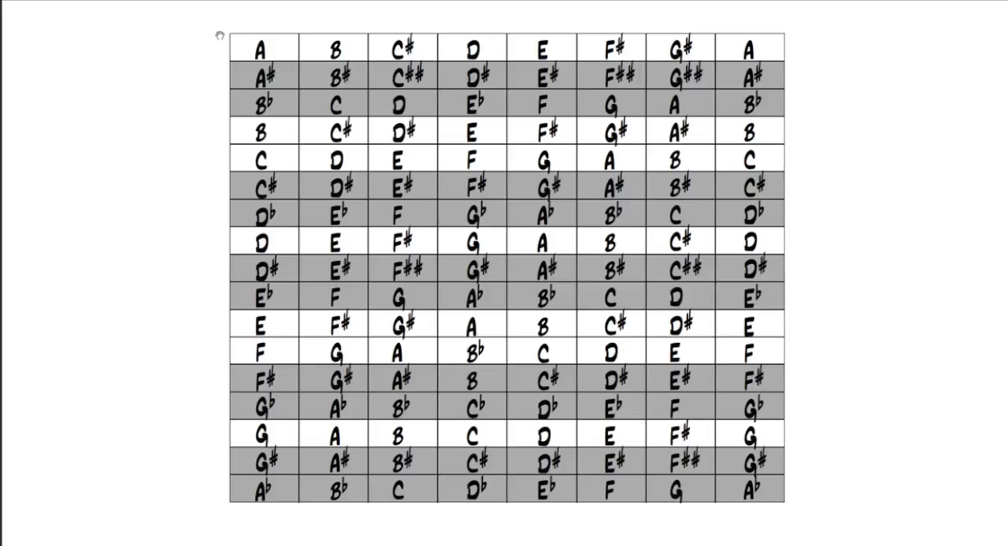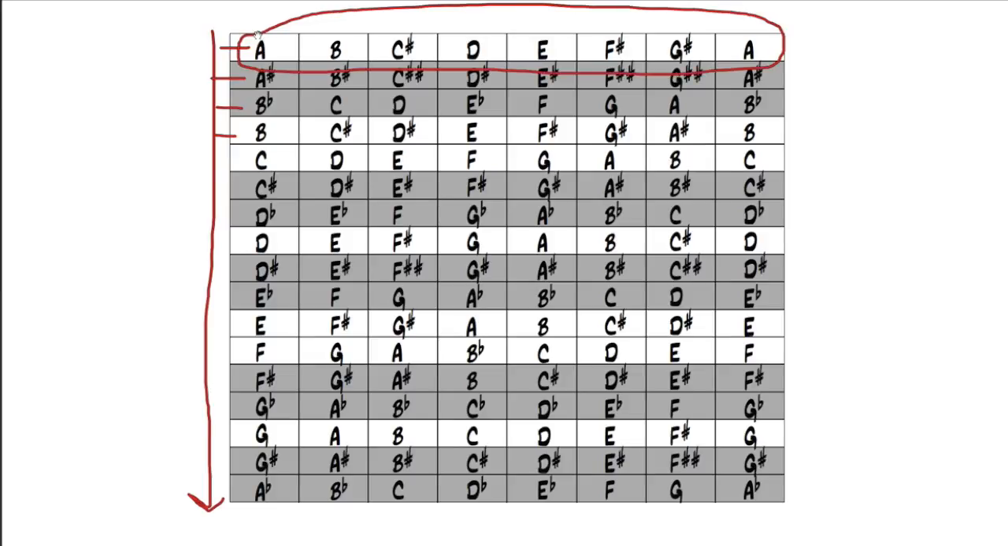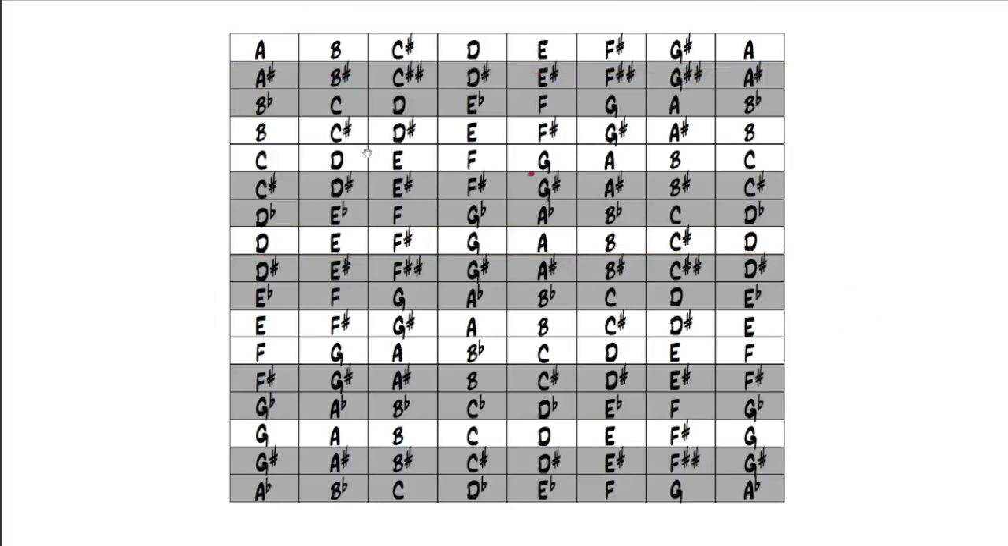Here, I've just written out, going vertically, all of the major scales. So we have the A major scale, the A sharp major scale, the B flat major scale, the B major scale, and so on. So A major scale is right here. A, B, C sharp, D, E, F sharp, G sharp, A, and so on. D major scale is right here. D, E, F sharp, G, A, B, C sharp, D. So this is the first chart that you can use if you have any major scale that you want.